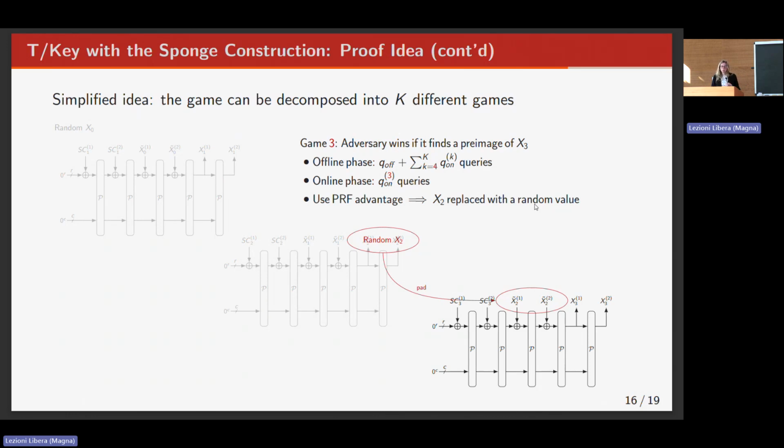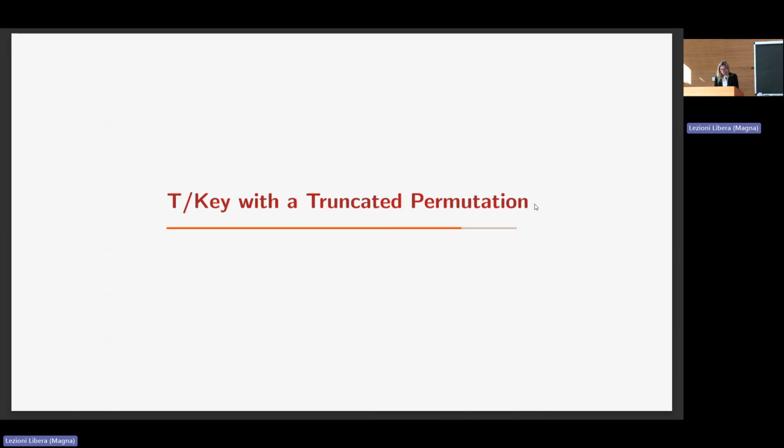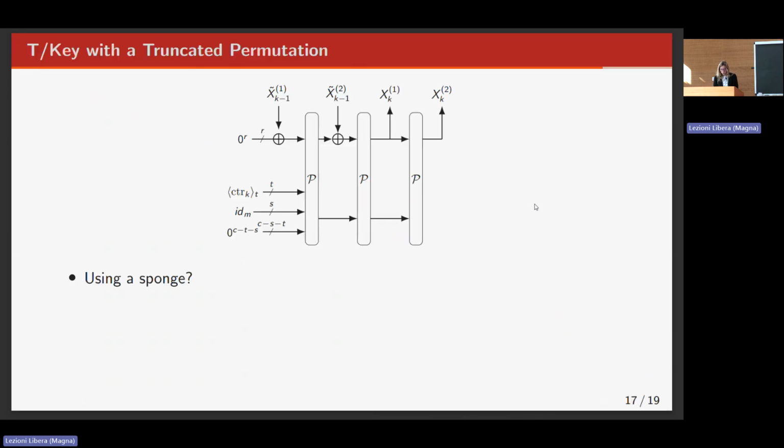We need to do a little bit more work to transform this domain-oriented pre-image resistance into everywhere pre-image resistance. And I won't go into the details, but you can actually use, again, the PRF advantage in order to end up with those instances. So that was the sponge construction.